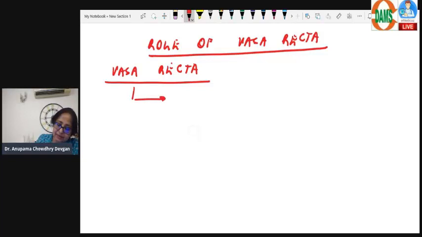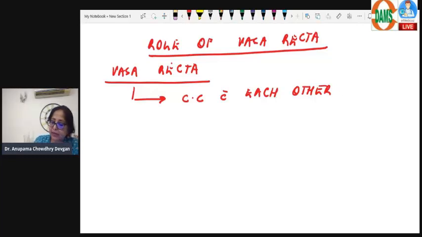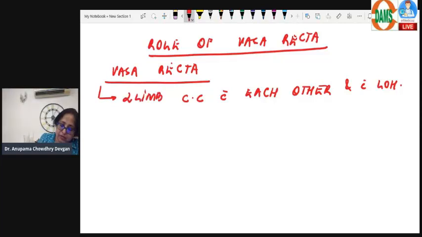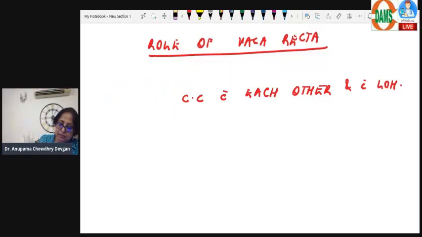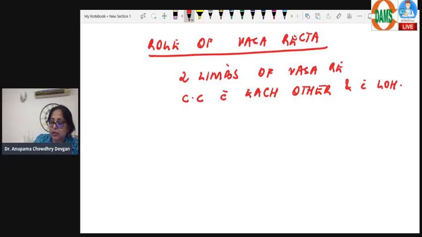Now, vasa recta, these are countercurrent with each other and with the loop of Henle. The two limbs of vasa recta are countercurrent with each other and with the loop of Henle. Right? So this is the first important point.